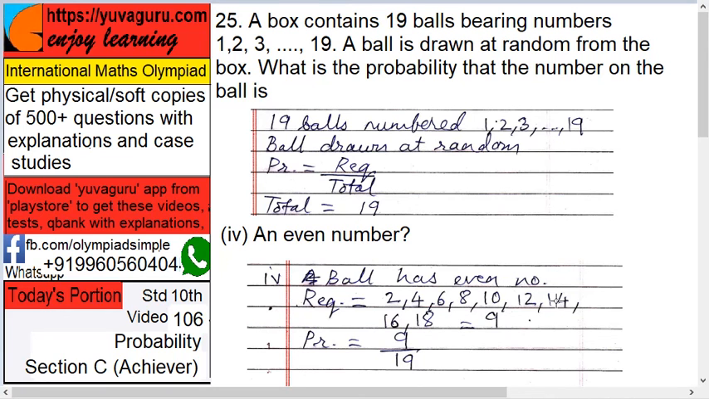And the next one is, it should be an even number. So which numbers are even between 1 to 19? 2, 4, 6, 8, 10, 12, 14, 16, 18, right? So 9. So what is the probability? 9. Our total is 19. So 9 by 19 is the answer.